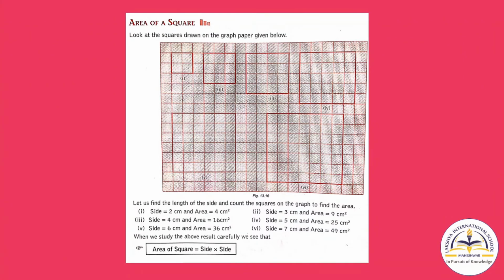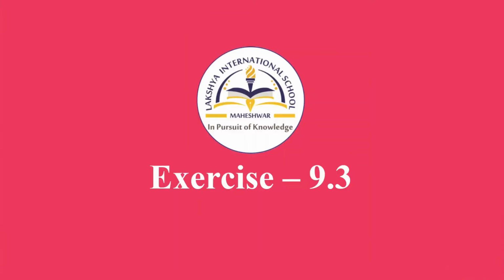Now area of square. Area of square equals to side into side. This is the formula of area of square. Now on the basis of these two formulas, we will solve exercise number 9.3.